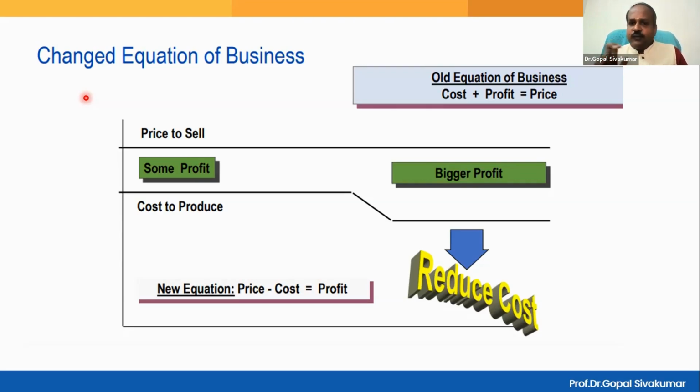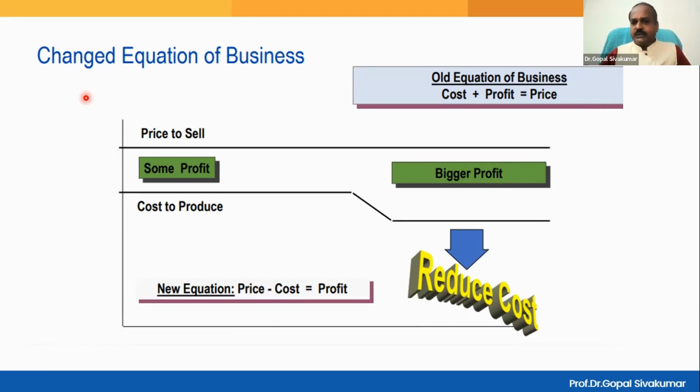So what is your idea of maximizing the profit? You increase the price. Am I correct? Your idea of profit maximization is increasing the price. That is the old equation. But do you think this thinking will work in all scenarios? If you are a monopoly, you don't have competitors, and you are allowed to decide on the price, those are the situations you can use this equation.